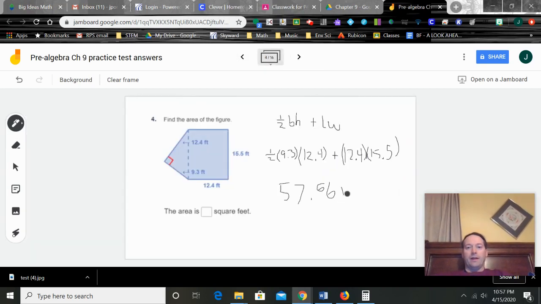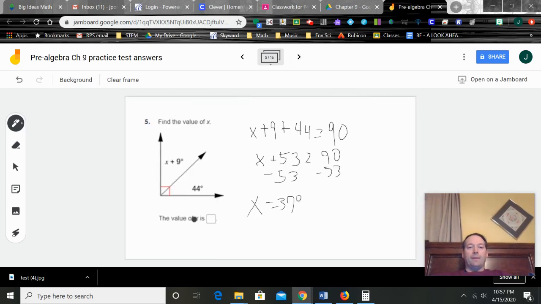And then this one's easy. It's just a rectangle, so that comes out to be 192.2. Add those up, and you come out to 249.86.